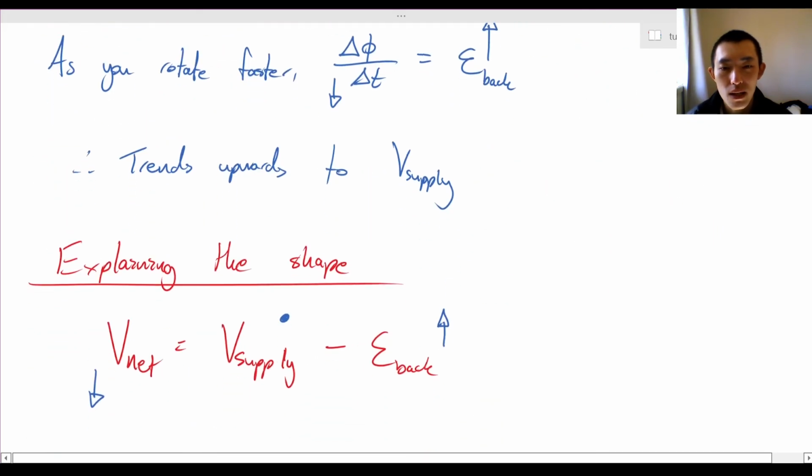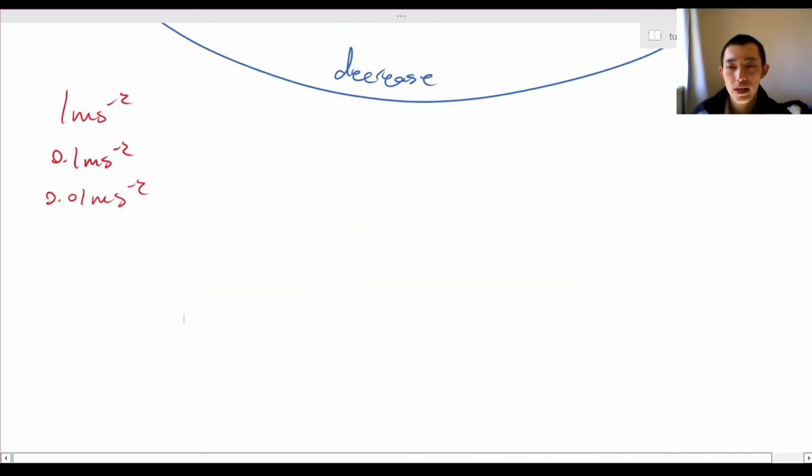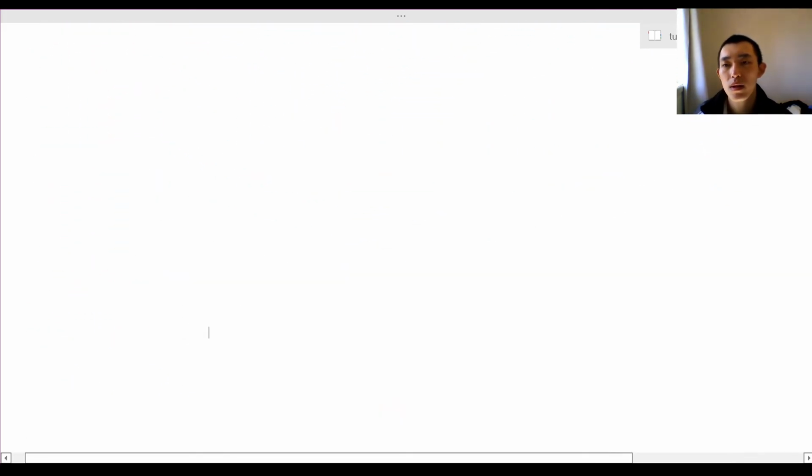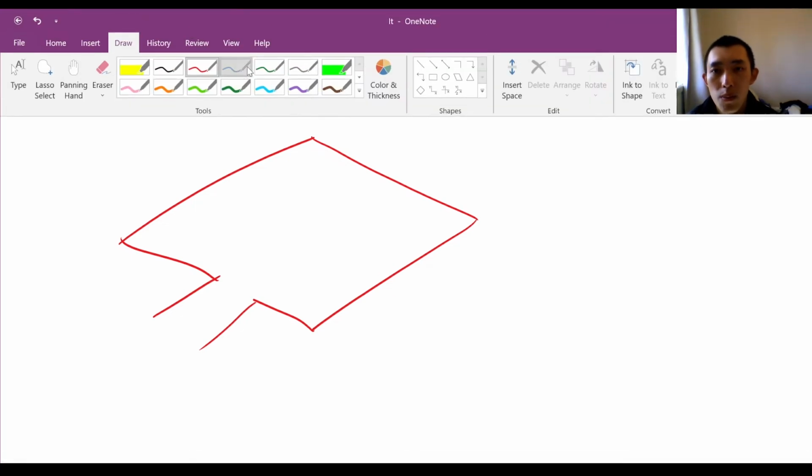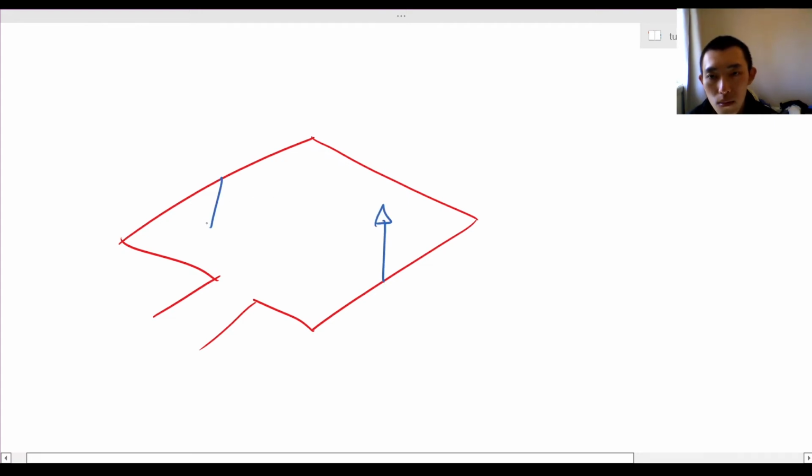What does that mean? Well, let's have a look. That means that after an infinite amount of time, my motor, in an ideal world with no resistance, will be rotating, spinning around, and it will have no current inside. There will be 0 current inside. Why is that? Well, let's have a think about it.